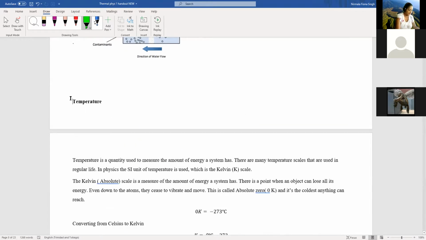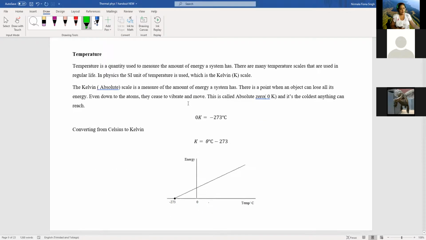Temperature. Temperature is a quantity used to measure the amount of energy a system has. As in, there is a direct relationship between temperature and energy in a system. And since there is a direct relationship, we use the amount of energy to determine our temperature. There are many temperature scales that are used in regular life. In physics, the SI unit of temperature is used, which is the Kelvin scale. The Kelvin scale is brand new to you all.